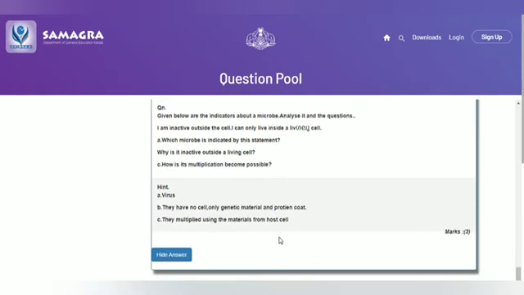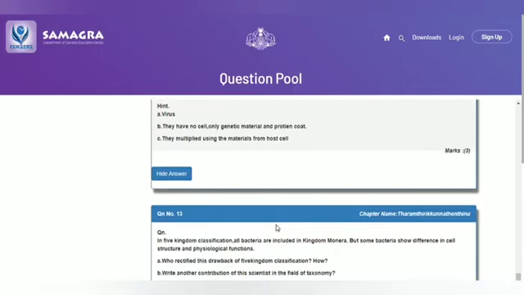Next question. Given below are the indicators about a microbe. Analyze it and answer the questions. I am inactive outside the cell. I can only live inside a live cell. Which microbe is indicated by this statement? Virus. Why is it inactive outside a living cell? Because they have no cell, only genetic material and a protein coat. How does its multiplication become possible? They multiply using the materials from the host cell.